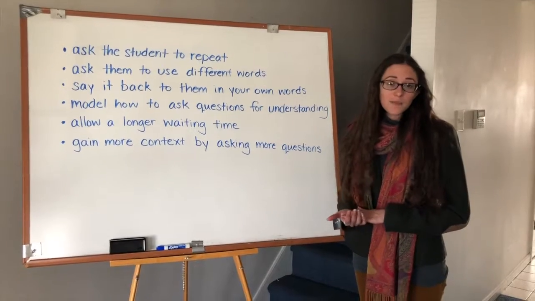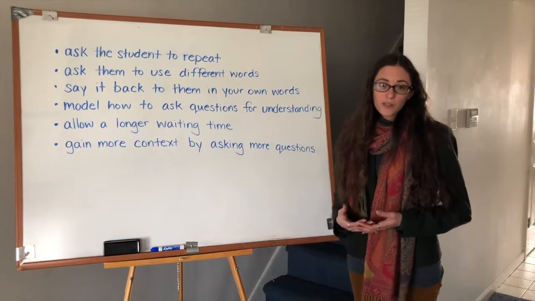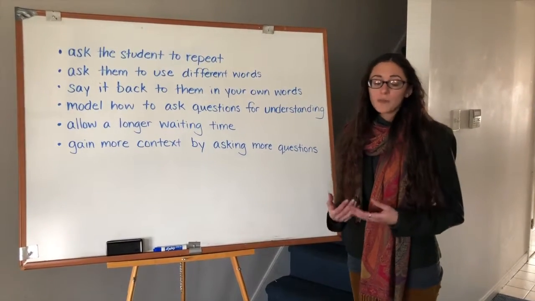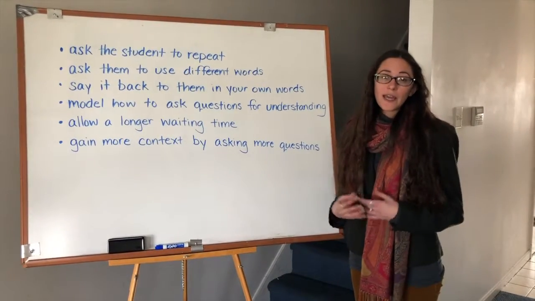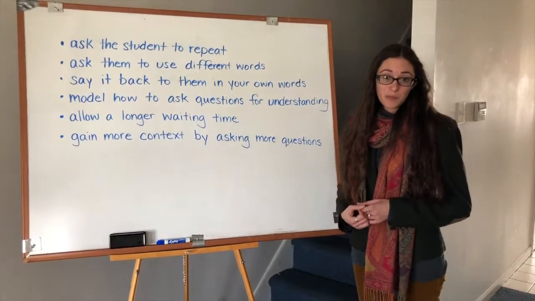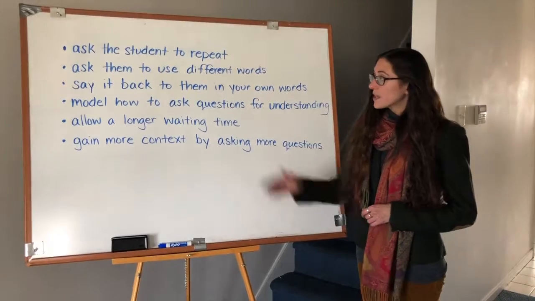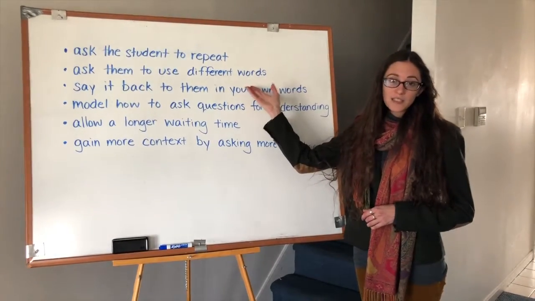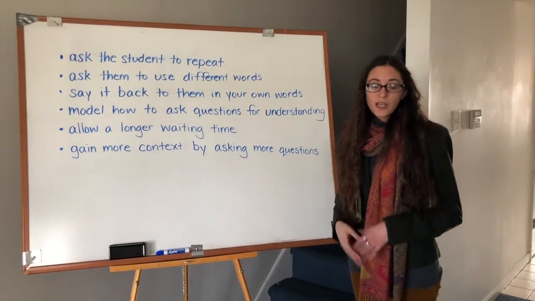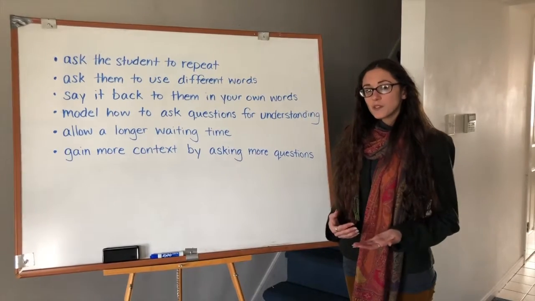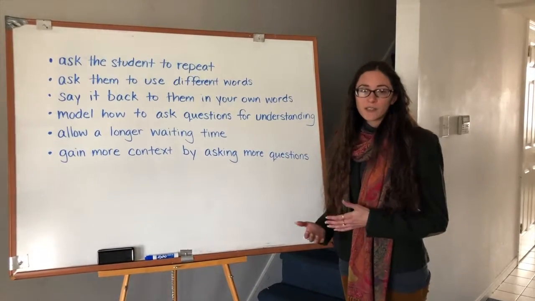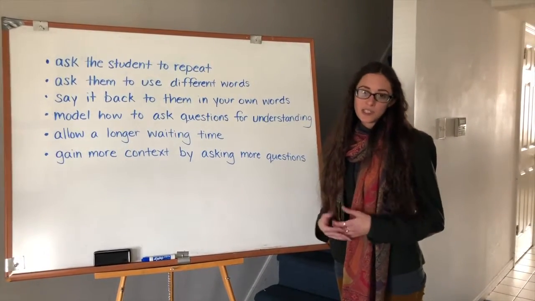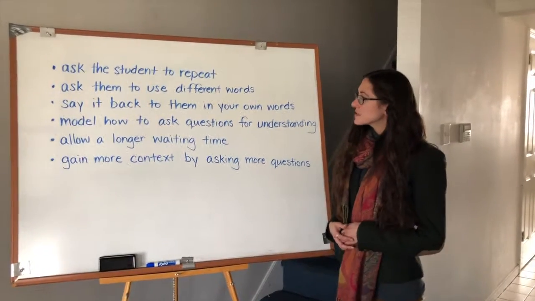However, a lot of times they might be using a vocabulary word incorrectly or maybe pronouncing something wrong, and so you're having a hard time getting the meaning and what they're trying to say. In that case, it's really helpful to ask them to use different words. See if they can provide some synonyms or explain something in a different way than they were saying before in order to get the meaning across to you.